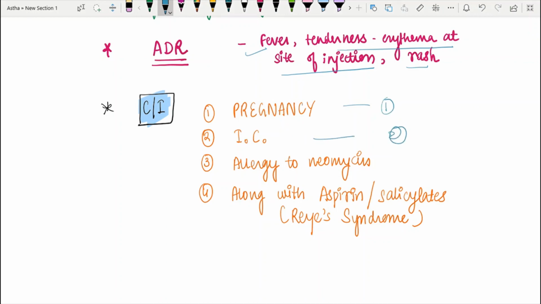Why? Because the vaccine itself is formed of live attenuated virus. So you can't give it to pregnant females or immunocompromised people. Fine. And the third one is allergy to neomycin. If a person is having allergy to neomycin, you can't give it to them. And also, the vaccine should not be given along with aspirin or any other salicylates, because they will increase the risk of Reye syndrome, which is already a complication of chickenpox. Remember the mnemonic HARPIC? In that, R was Reye syndrome. Fine. So it is recommended that after receiving the vaccine, for around 6 weeks you should not receive any salicylates.